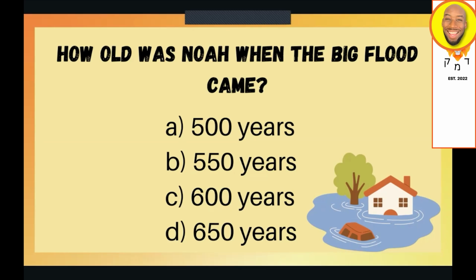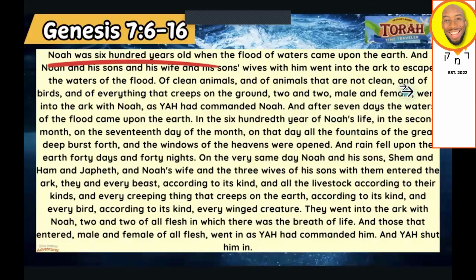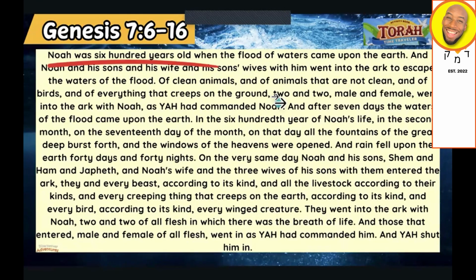Let's see. I see C. I see B. I see A. Let's take a look at what scripture has to say. How old was Noah when the flood came? Let's take a look. Genesis chapter 7, verse 6. Noah was 600 years old. 600 years old. Not 550. 600 years old when the flood waters came.